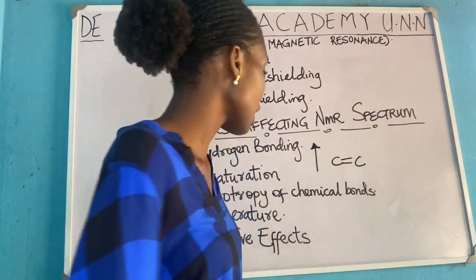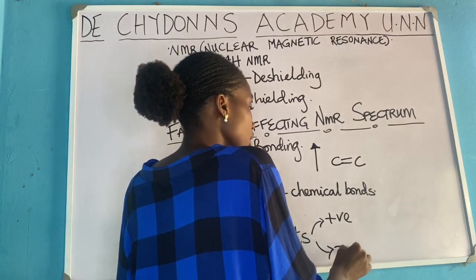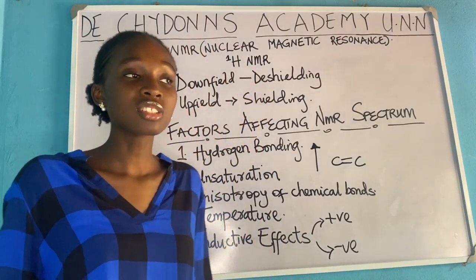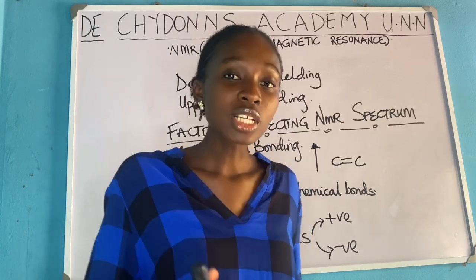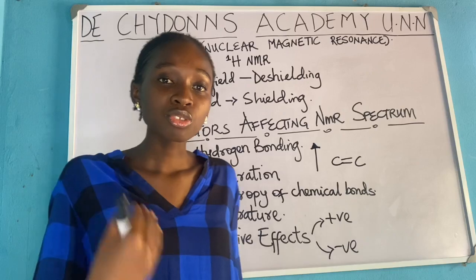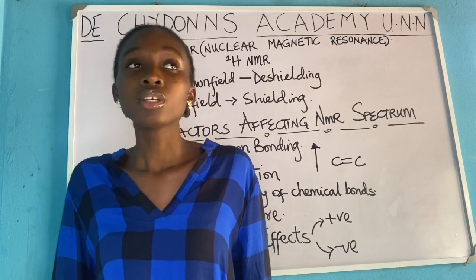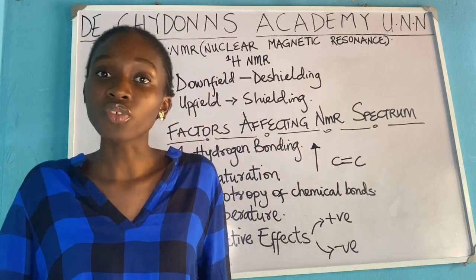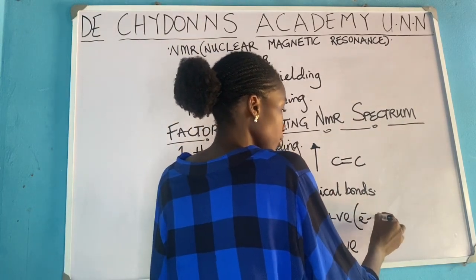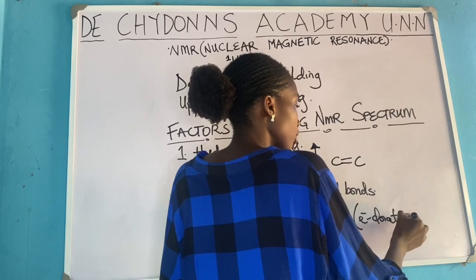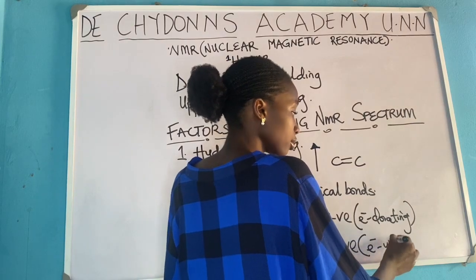They are based on two groups. They are split into two: the positive inductive effects and the negative inductive effects. Positive inductive effects are obtained when compounds or atoms which have electron donating tendencies are in your sample. Negative inductive effects are gotten when compounds with electron withdrawing effects are in your sample. So positive inductive effect is for electron donating groups, and the negative inductive effect is for electron withdrawing groups.